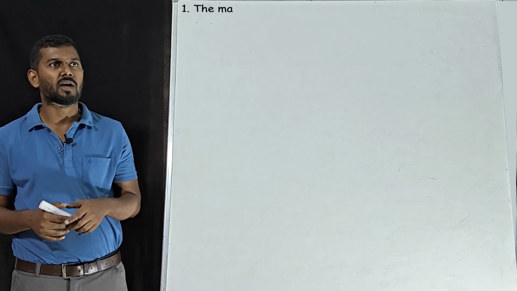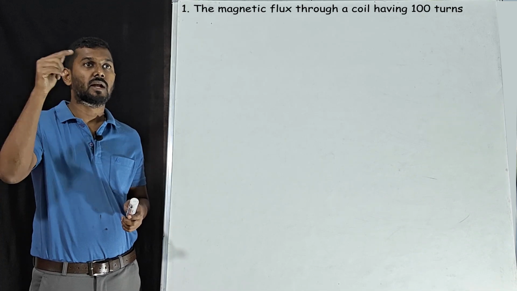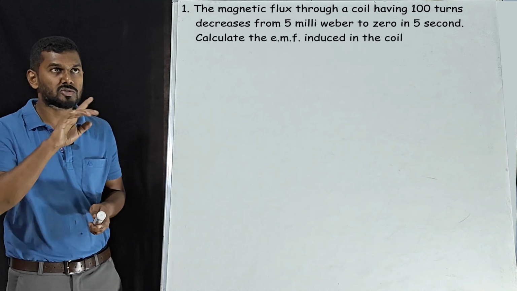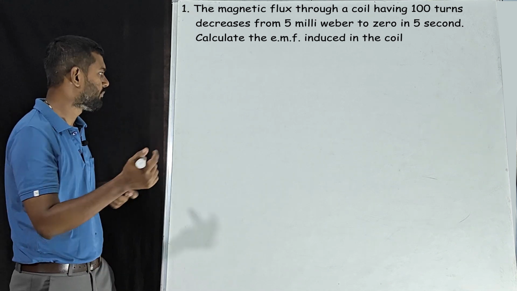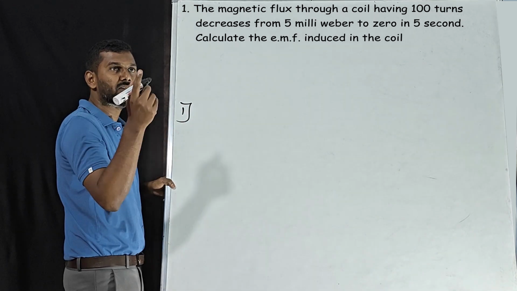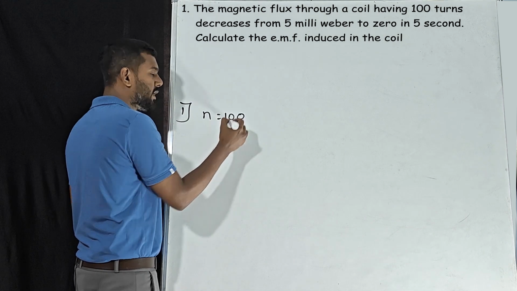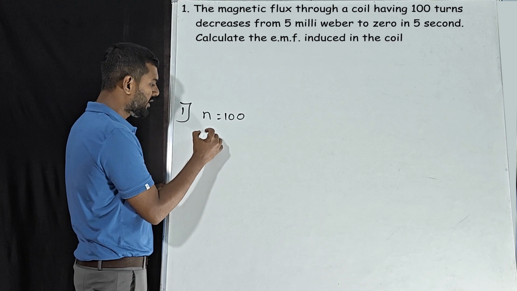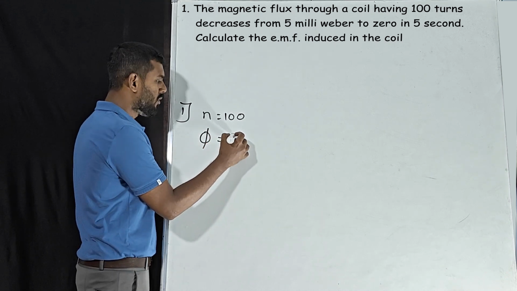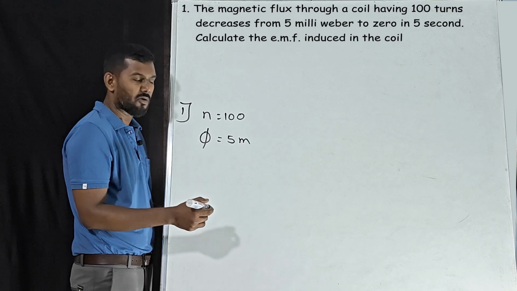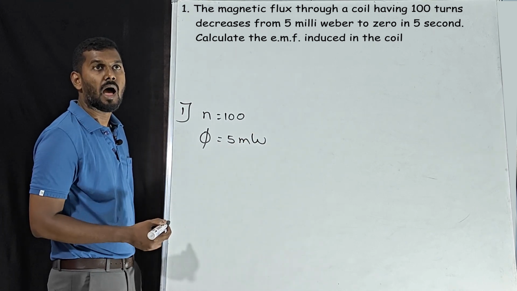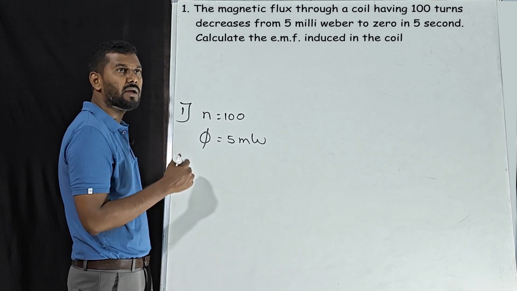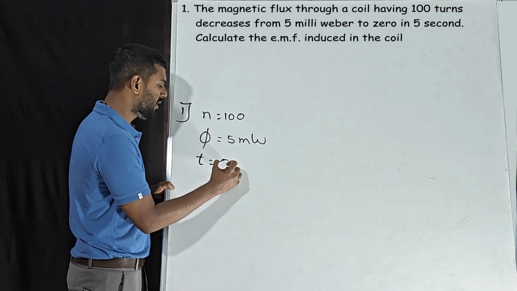Our first question: the magnetic flux through a coil having 100 turns decreases from 5 milliweber to 0 in 5 seconds. So here many values are given. First we'll note it down. What are the things given? Number of turns is equal to 100. Then the magnetic flux decreases, so the magnetic flux symbol is equal to 5 milliweber. Next, to 0, we don't have to care about it. 5 minus 0 is 5 again. Then time is given as 5 seconds.